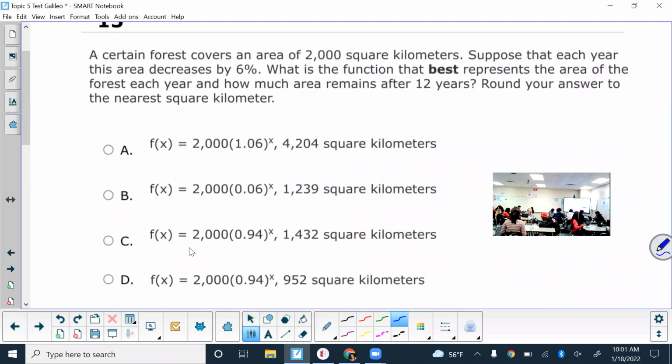So a certain forest covers an area of 2,000 square kilometers. This is number 15, if you want to follow along and take notes. Suppose that each year this area decreases by 6%. What is the function that best represents the area of the forest each year and how much area remains after 12 years? Keep in mind, this is multiple choice on your test, like the majority of your test was, but your retake is majority open response. So this would be a question that you don't have any answer options for.